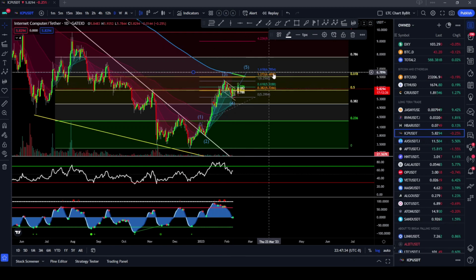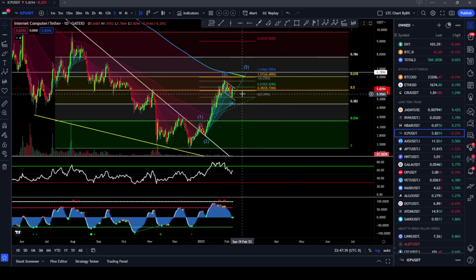So maybe break above that and go sideways for a little bit. We'll just have to wait and see. But that's just what I see for ICP right now. That's pretty much it.